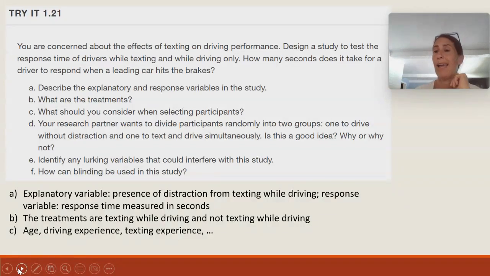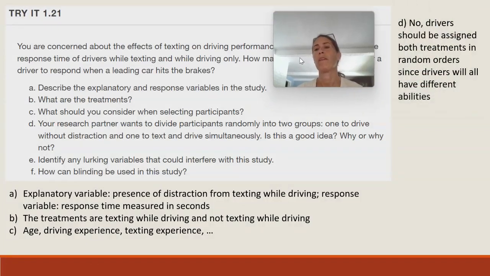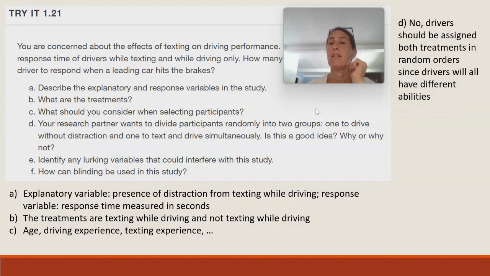Why or why not? And when I first read this example, I was thinking, well, you should never text and drive. But they're thinking more about the study design here. And so here you want to think that drivers should be assigned both treatments in random orders, because they all have different abilities. So every driver would drive without distraction, but then also with distraction, and then you would compare those times to see if it had an effect.